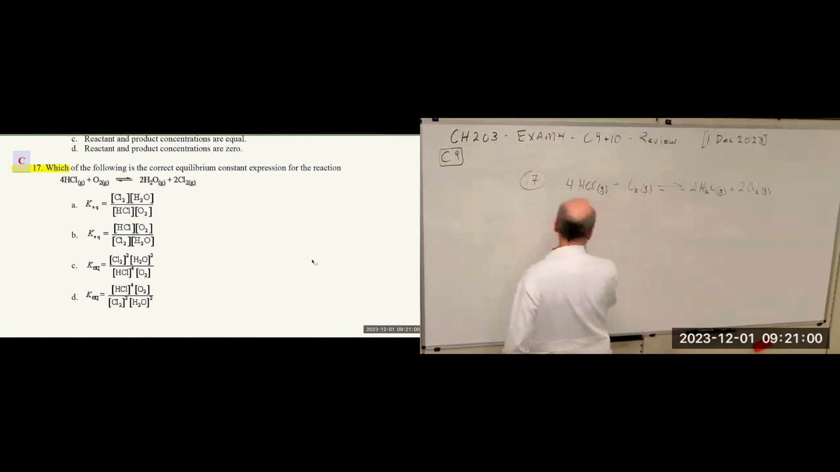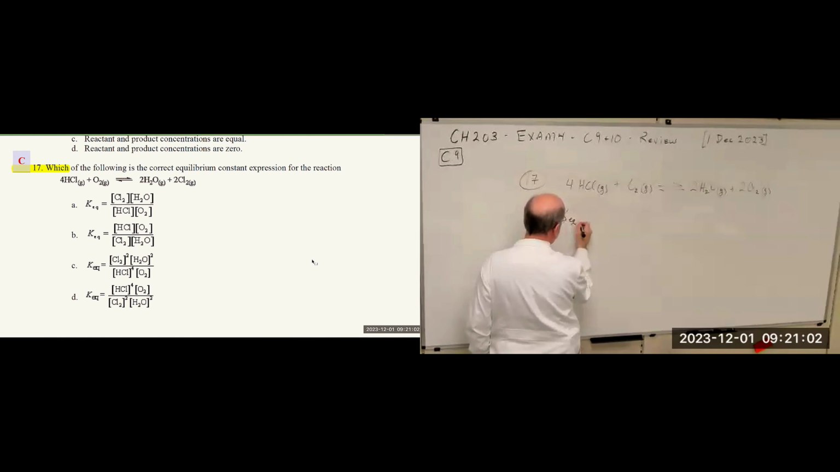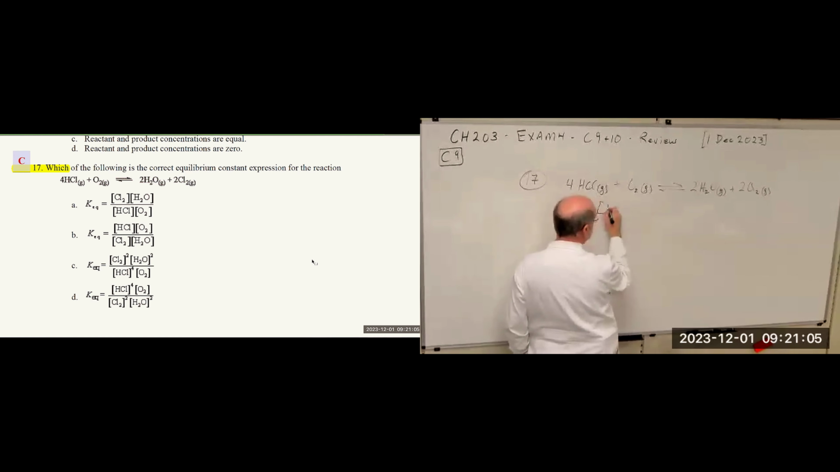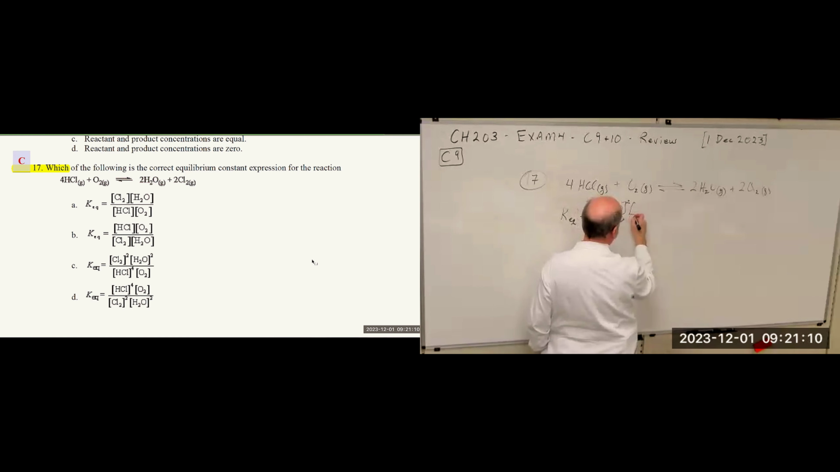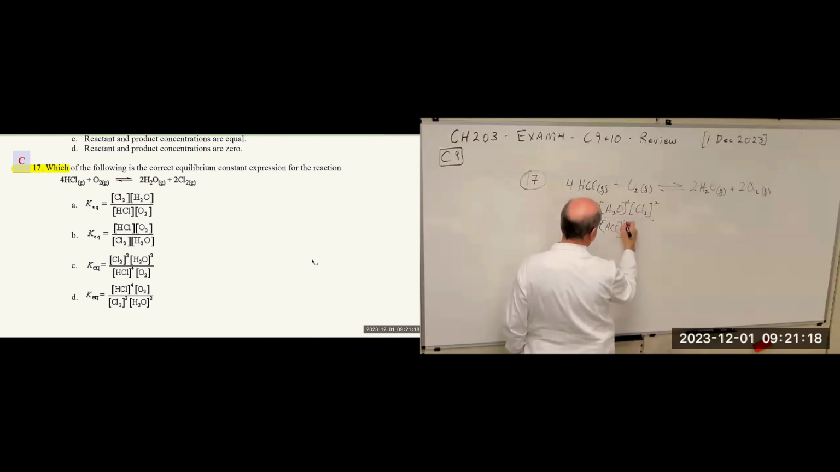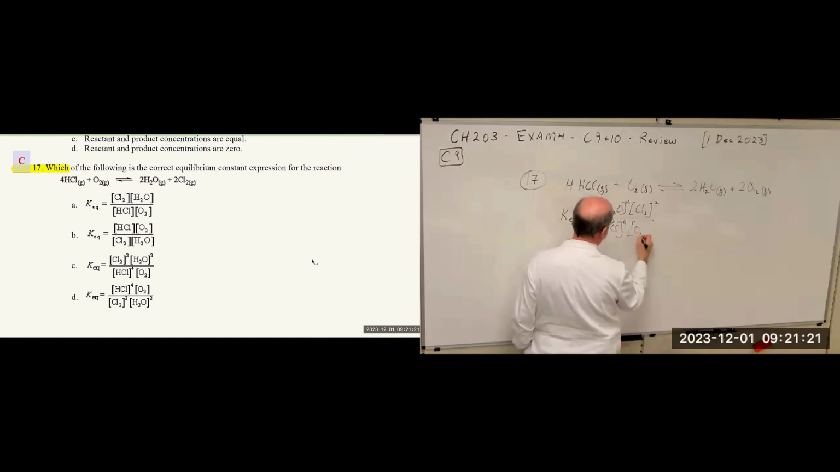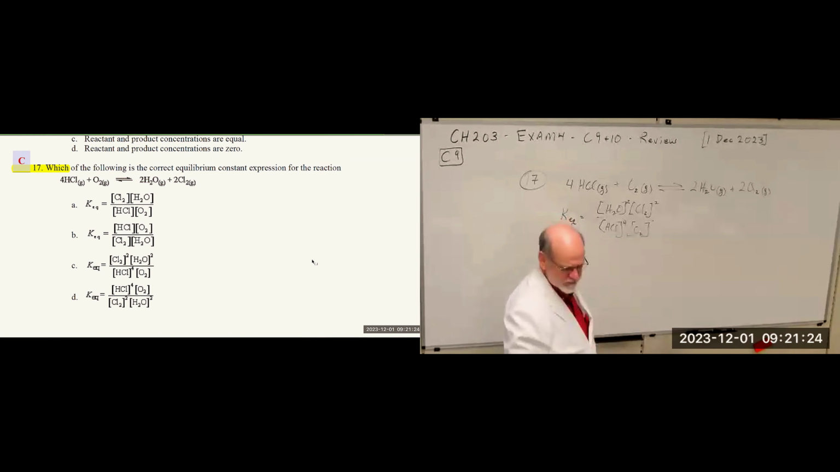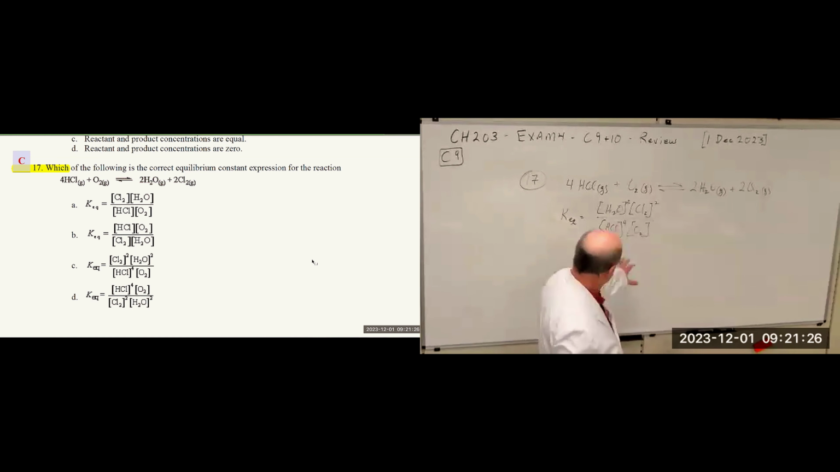So the equilibrium expression for this one, KEQ, would be concentration of water squared times concentration of chlorine squared divided by concentration of hydrogen chloride to the 4th power and oxygen to the 1st power. So let's see which one fits that. C. They swap these two right here. But it's the same expression.